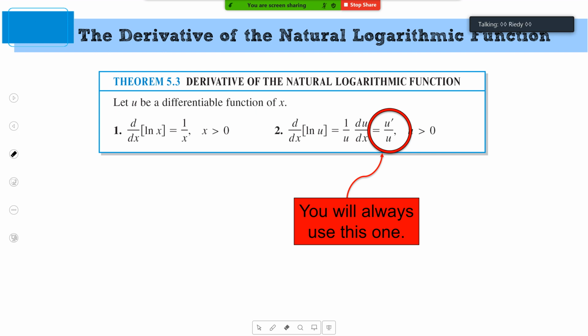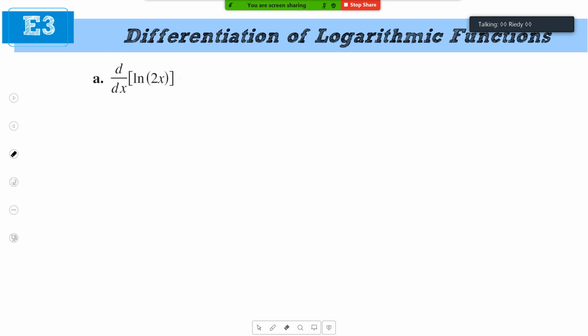KISS method again. Keep it simple, stupid. If you're taking the derivative of a natural log, u prime over u. How do you do this? U prime over u. What will I get for an answer? U prime over u, over and over and over again.